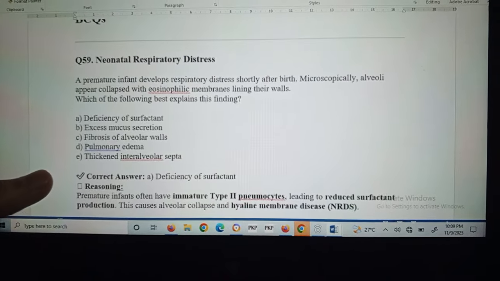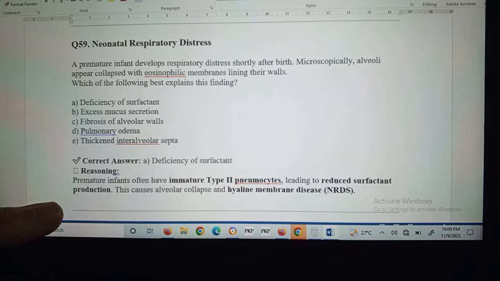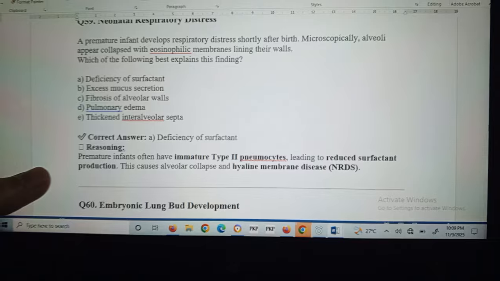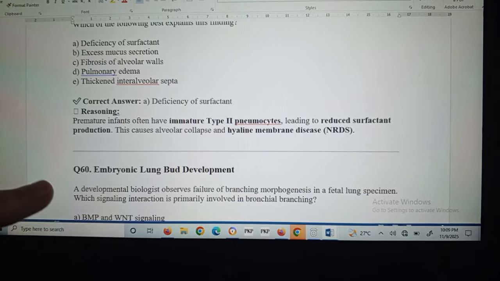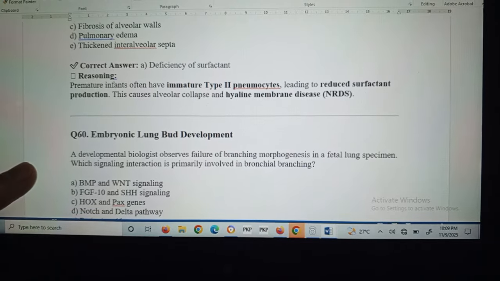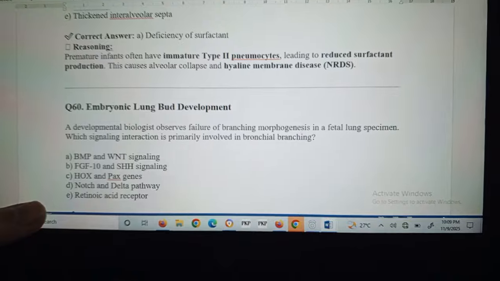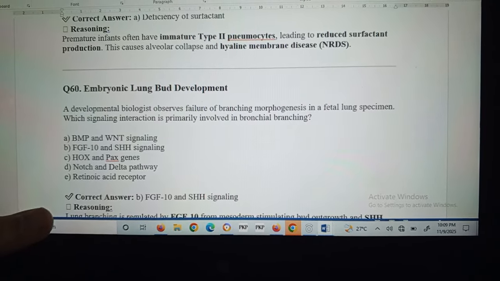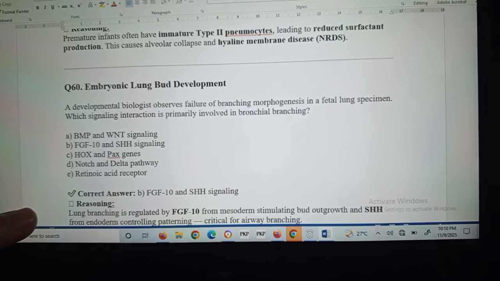Question number 59. A premature infant develops respiratory distress shortly after birth. Microscopically, alveoli appear collapsed with eosinophilic membranes lining their walls. Which of the following best explains this finding? Deficiency of surfactant. Premature infants often have immature type 2 pneumocytes, leading to reduced surfactant production. This causes alveolar collapse and hyaline membrane disease, NRDS.